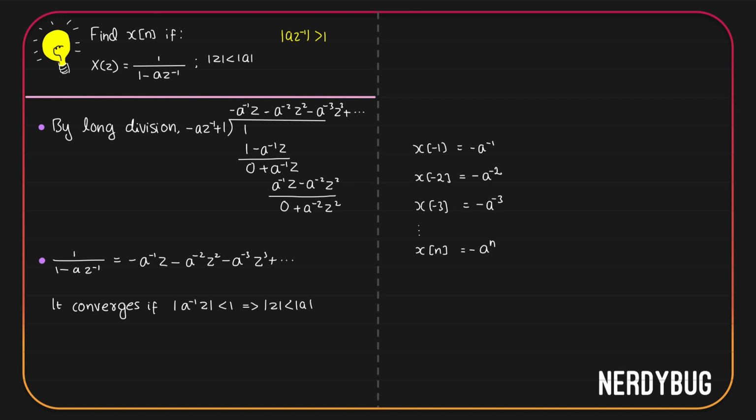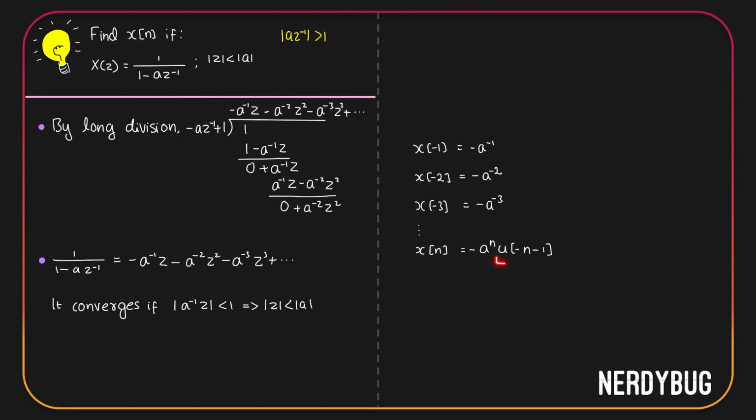But there is one problem. We only have terms where n is equal to minus 1, minus 2, minus 3, etc. Only the negative numbers from minus 1 to minus infinity. For any positive value of n or for n being 0, x of n is 0. So to show that, we have to multiply minus a raised to n with u of minus n minus 1.